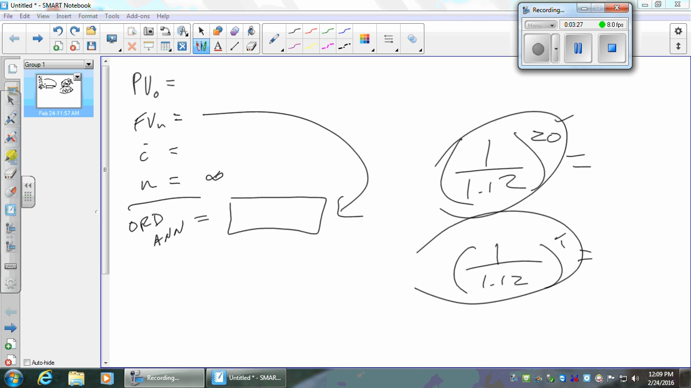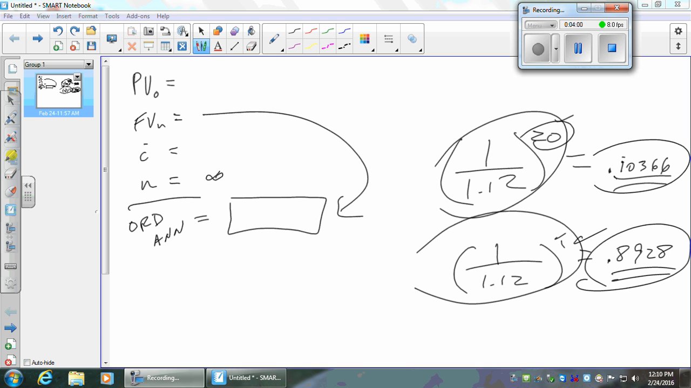So what was the first one? 0.0366? 0.103. It's worth 10 cents? Yes. Okay. Just 20 periods from now. How about if I do 50 periods from now? That's nothing, right? It's already getting small. Getting the idea? What's this one? 0.89. All right, so it's 89 cents. Got the idea? This dollar is far more important than this dollar.